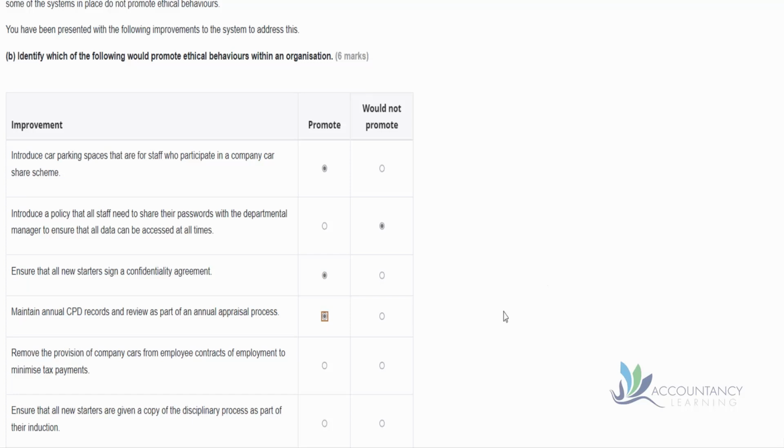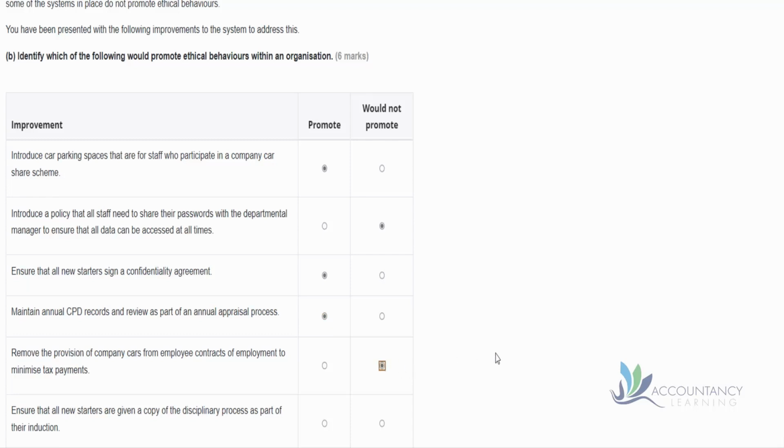Then we want to remove the provision of company cars from employee contracts of employment to minimise tax payments. Well, removing company cars would be sustainable behaviour because we will be using fewer cars and therefore being more sustainable. So that would be ethical. But in this case, it says to minimise tax payments. And that's not ethical behaviour, because when we contribute to the government funding, that helps to pay for the health service, helps to pay for education, it pays for lots of good things. So trying to minimise tax could be considered to be unethical, and therefore it would not promote ethical behaviour.